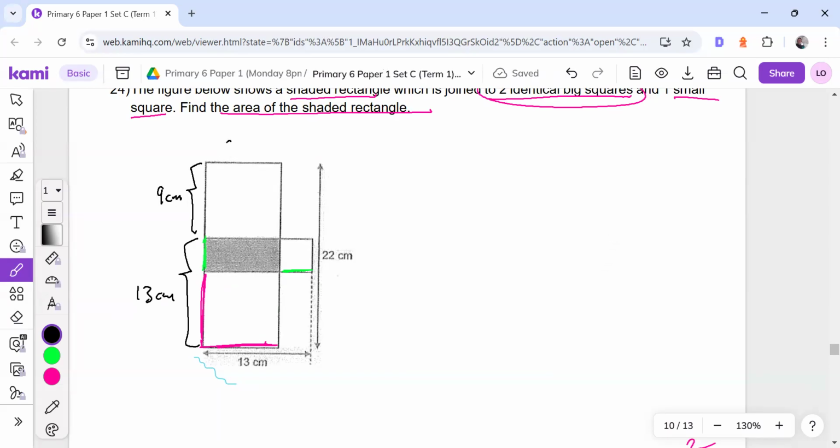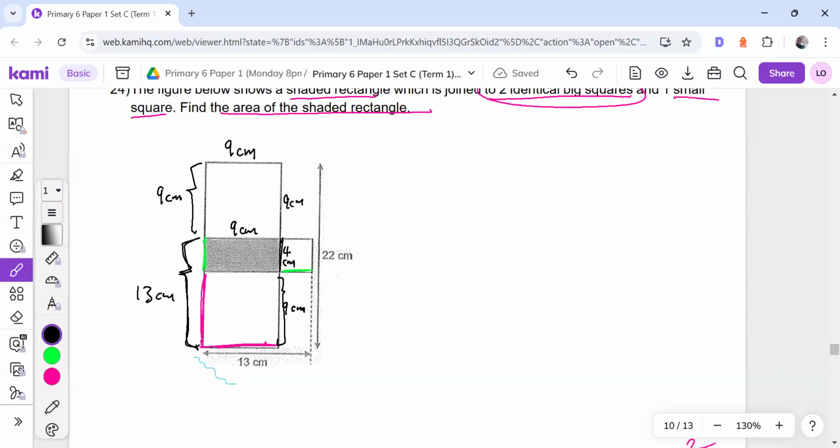And if the square has a side of 9 cm, this is also 9 cm. So I have the length of the rectangle, which is 9. Then how about the breadth of the rectangle? If the side of the square is 9, every side of the big square is 9 cm, right? Then I got 13 here minus 9, I get 4.